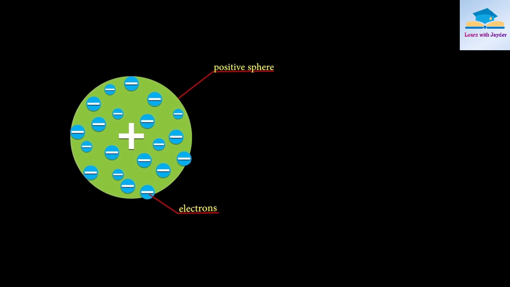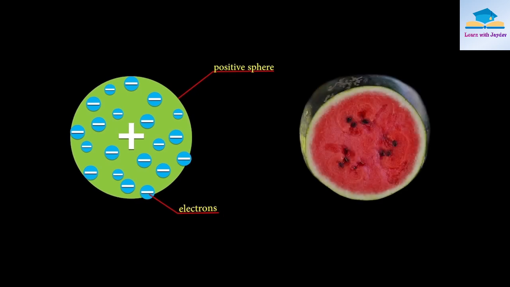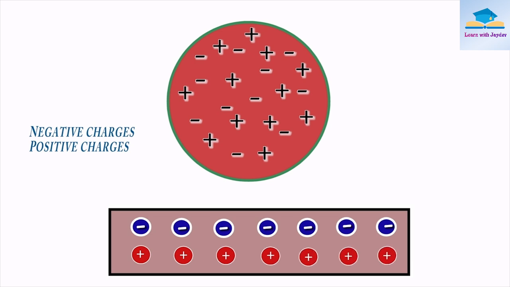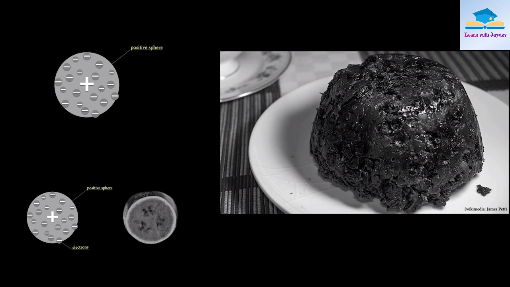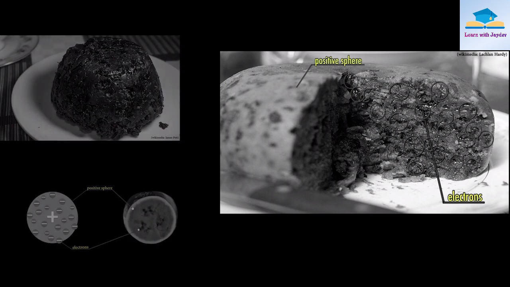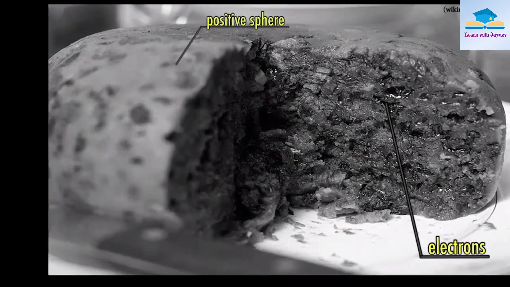We can also think of a watermelon where the positive charge is the red edible part in the watermelon and the seeds are the electrons. Thomson also stated that the atom is electrically neutral as the negative and positive charge are equal in magnitude. Although Thomson's model explained that atoms are electrically neutral, the results of experiments carried out by other scientists could not be explained by this model.